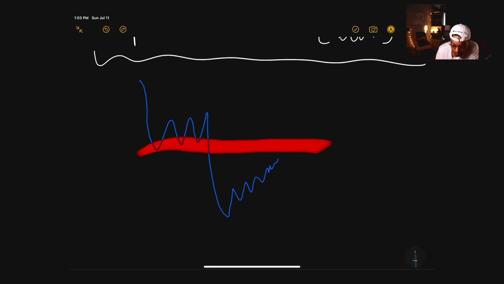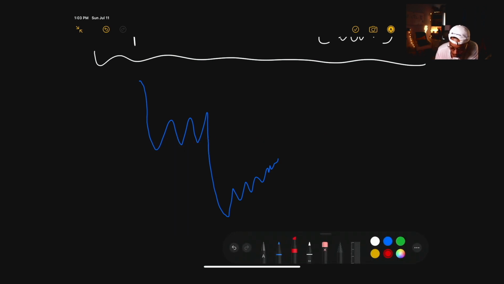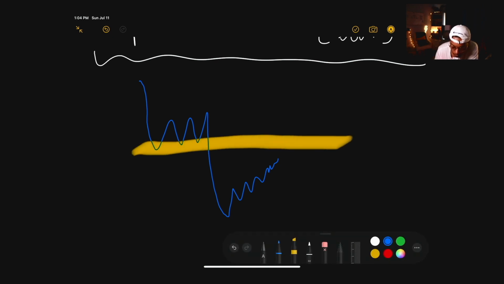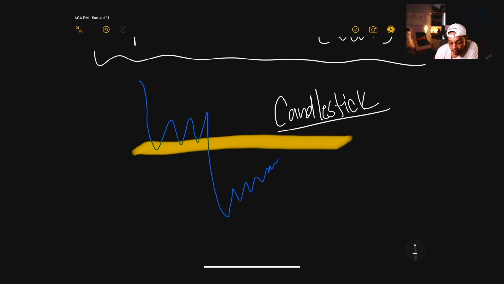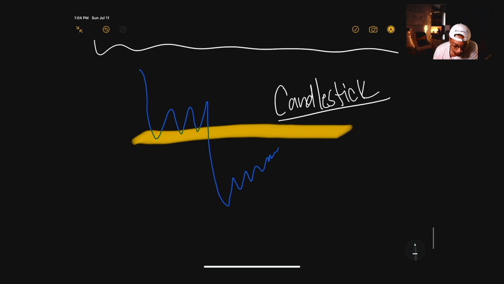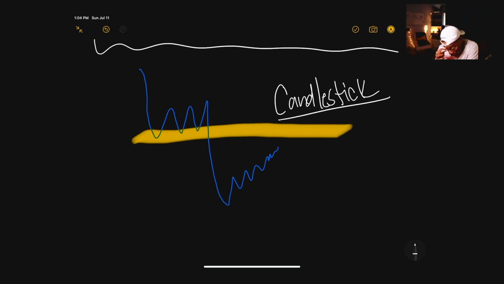All right, I'm actually going to make this, I don't want to confuse you guys in regards to the colors. So what we're going to do is delete that and make this a different color here. All right, we'll make this yellow. I don't want to confuse you in colors. So what we're looking for is a candlestick formation in this level. Okay, candlestick formation.